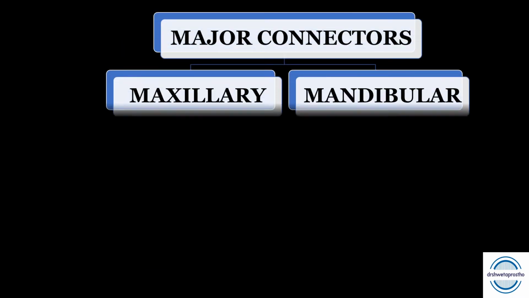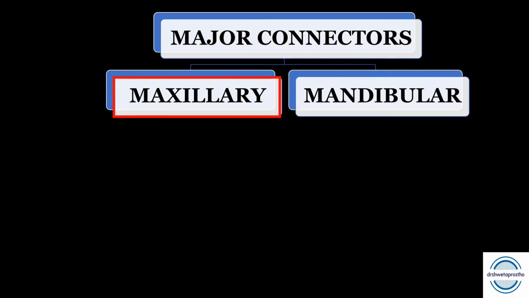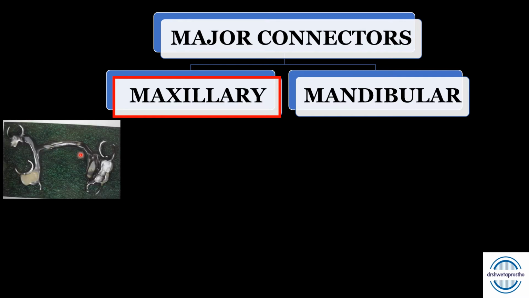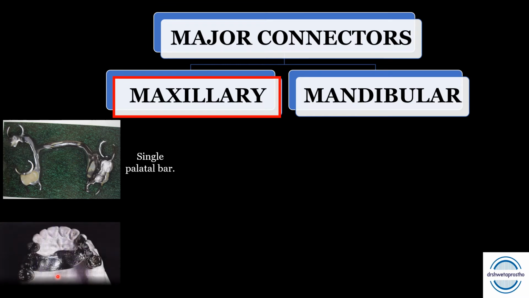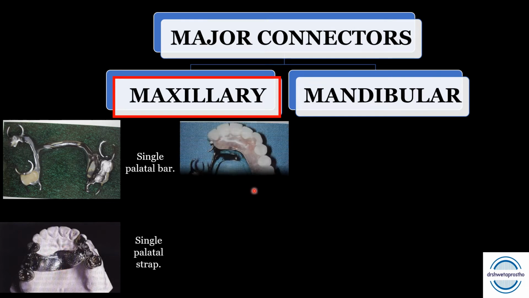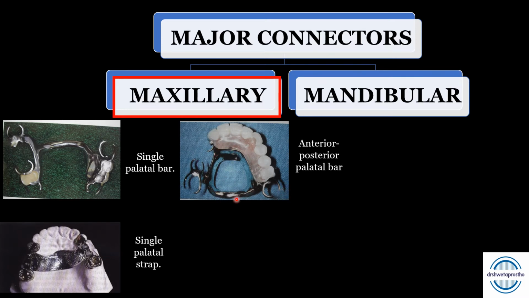Now we will study the major connectors in the maxillary and in the mandibular arch. First, let us begin with the maxillary arch. The first major connector is the single palatal bar, a single bar which is less than 8 millimeter. Second is the single palatal strap. It is a plate-like structure more than 8 millimeter in width. Third is the anterior-posterior palatal bar. There are two bars anteriorly and posteriorly.